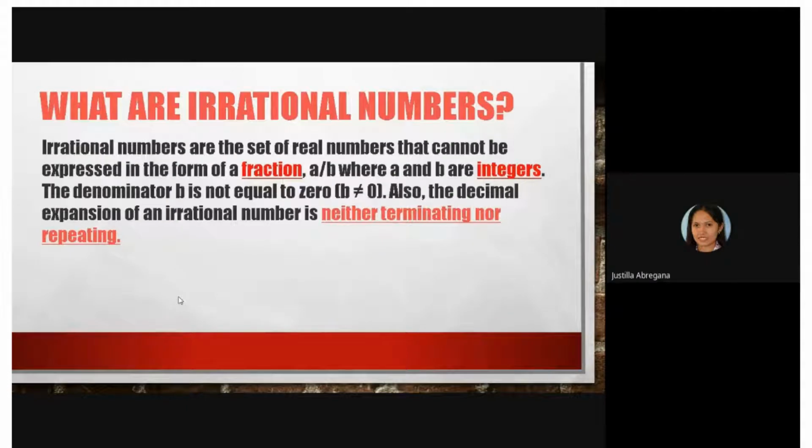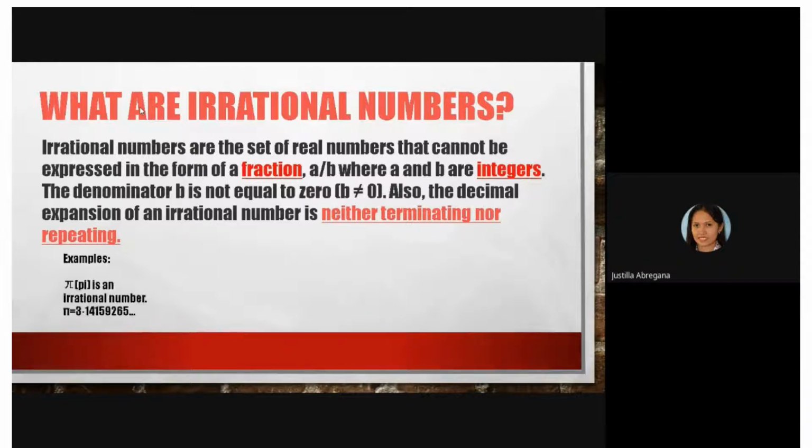If we have rational numbers, we also have irrational numbers, from the prefix "ir", meaning it's not a rational number. What are irrational numbers? Irrational numbers are the set of real numbers that cannot be expressed in the form of a fraction, a over b, where a and b are integers and the denominator b is not equal to 0. Also, the decimal expansion of an irrational number is neither terminating nor repeating.